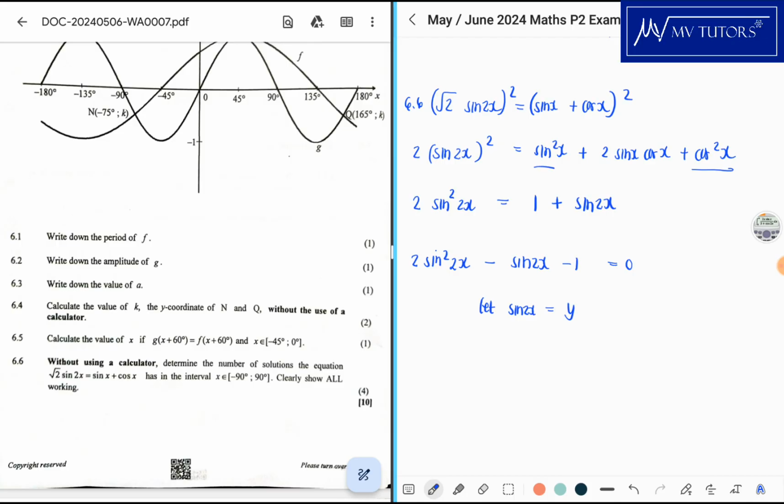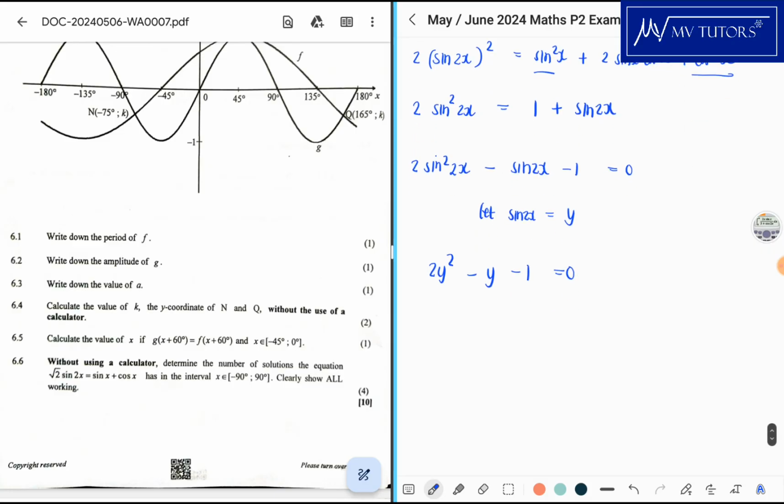So yeah, you can say let sine 2x equal to y. So then you're going to have 2y squared minus y minus 1. I hope this is easier for you to see now. So then it's easy to factorize. So you can say 2y times y, then you're going to have 1 and 1. What will give you a negative y is if you have 2 times negative 1, which is negative 2 plus 1. Okay.